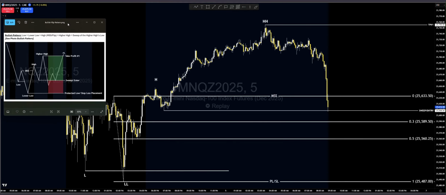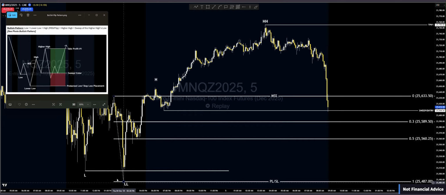So we had our low, our lower low, market structure shift, the high, the first high that was put in after the market structure shift, that gave us the pullback. And then this low created this high up here. So we had our high and higher high. We have identified our take profit number one, just like on our diagram. And we have our sweep entry point, just like on our diagram, along with our protected low and stop loss level.